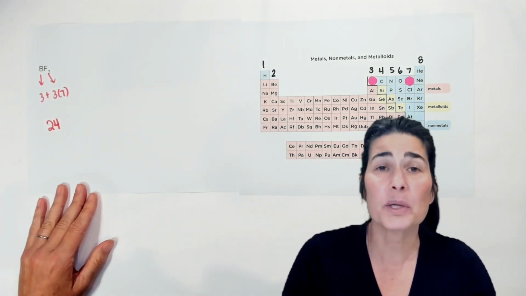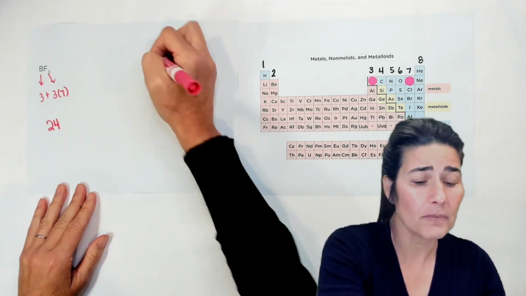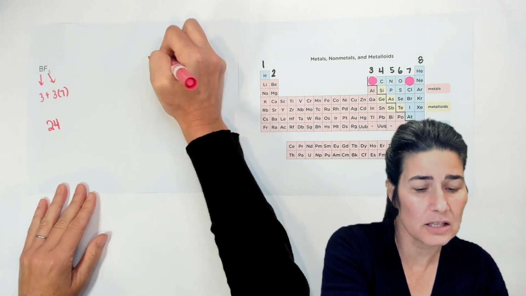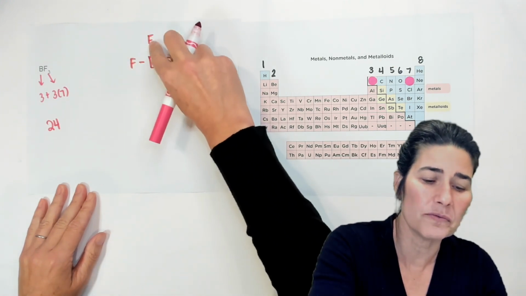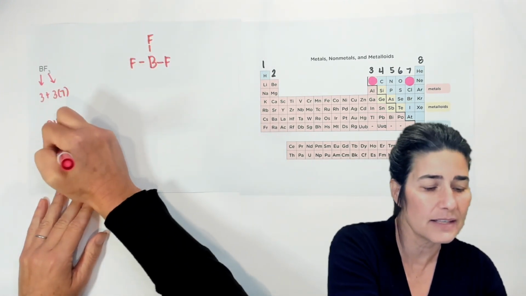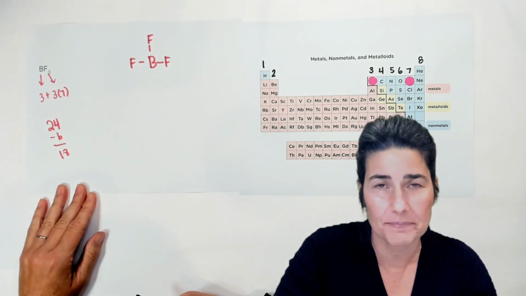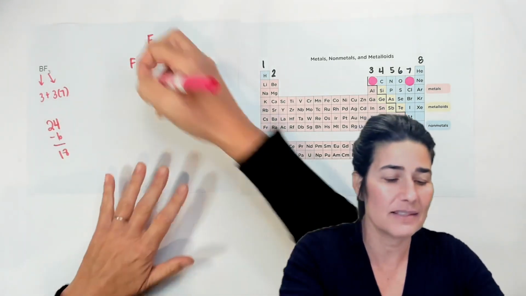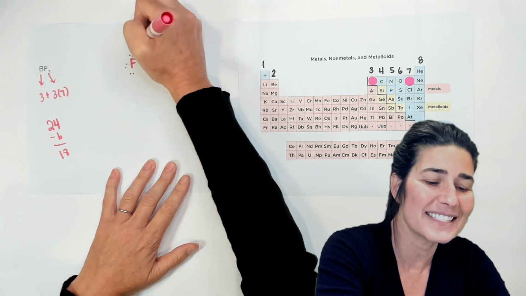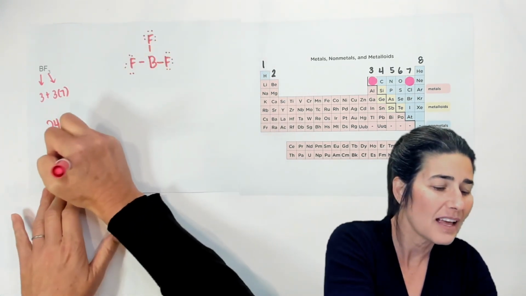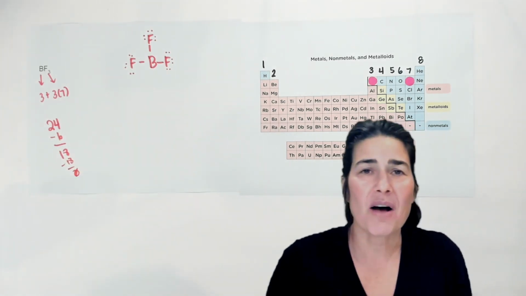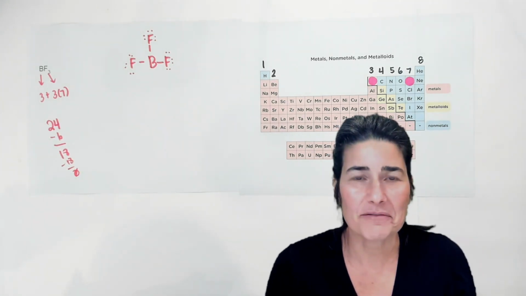All right, put the different one in the middle. We're going to put boron in the middle and connect single bonds to our fluorines. 2, 4, 6. I'm going to take away 6. I've got 18 left. Fill the outsides. 2, 4, 6, 8, 10, 12, 14, 16, 18. Leftovers go on the middle. I don't have any leftovers.